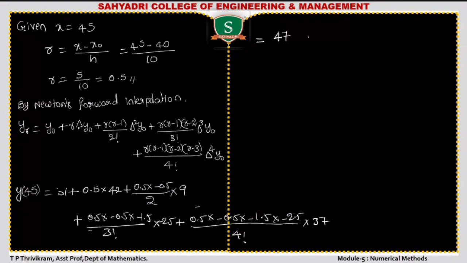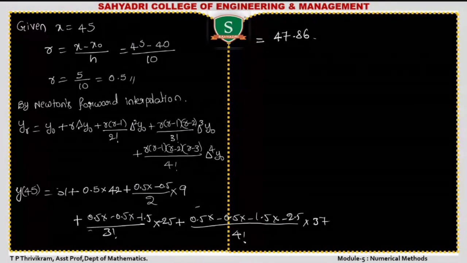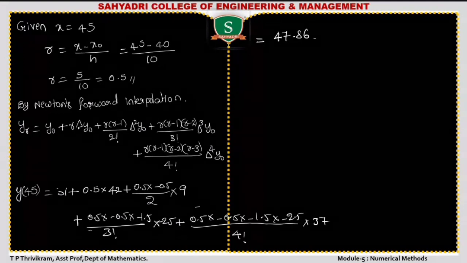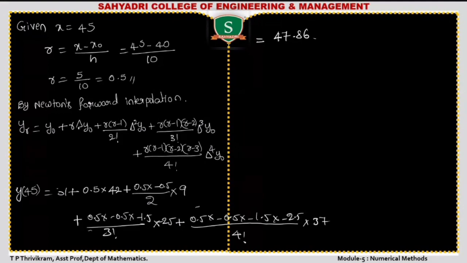47.86. So check with the calculation. Make use of calcs. Numerical methods completely depend on your calci only. We can simplify and write, then we can calculate. So for your sake, I'll write a calculated version.